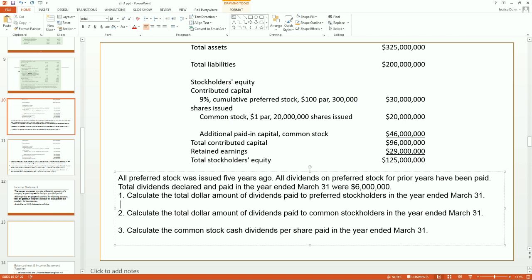So dividends can be stated in percentage terms or dollar terms. Here this is stated in percentage terms. So they are owed 9% of their $100 par dividend. So each share of stock is going to receive $9. So $9 multiplied by 300,000 shares outstanding would be the total dividend payable. So $2.7 million.